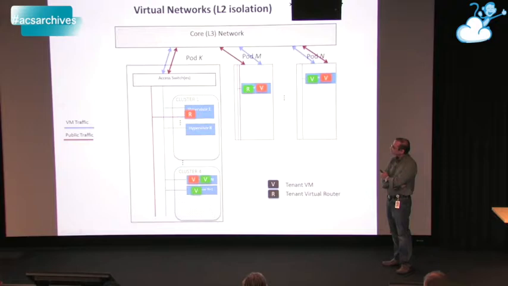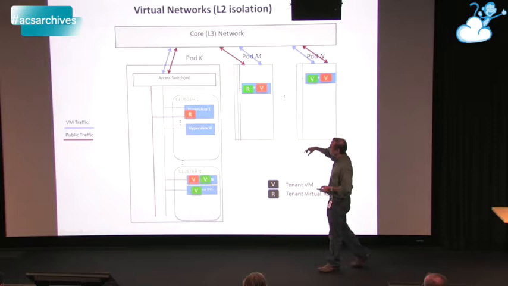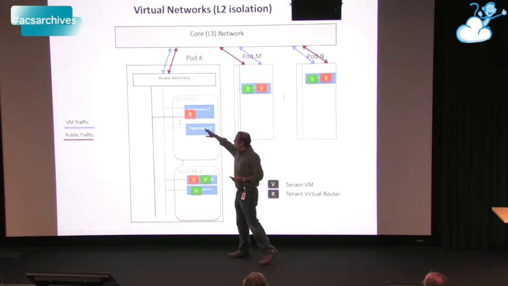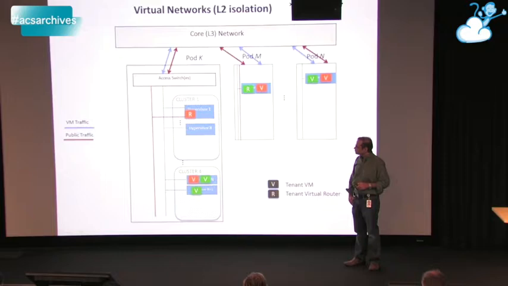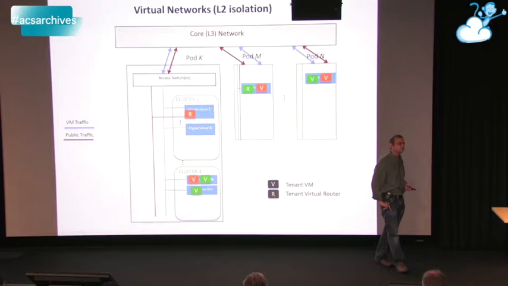This is just one way of working with advanced networking. In this mode, the router provides L2 through L7 services: DHCP, DNS, gateway service, NAT, source NAT, firewall, port forwarding, load balancing, and VPN.